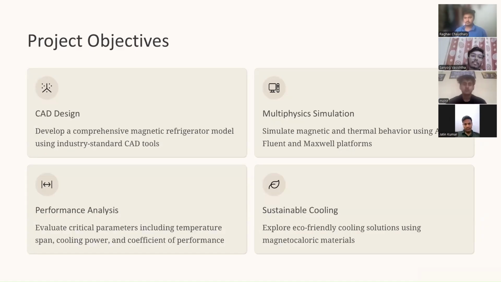Project objectives. First one, CAD design. Develop a compressive magnetic refrigeration model using industry-standard CAD tools like SolidWorks. Multi-physics simulation. Simulate magnetic and thermal behavior using ANSYS. Perform analysis. Evaluate critical parameters including temperature, cooling power, span, and coefficient of performance. Last, sustainable cooling. Explore eco-friendly cooling solutions using magnetocaloric material.